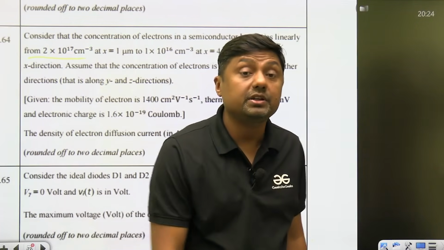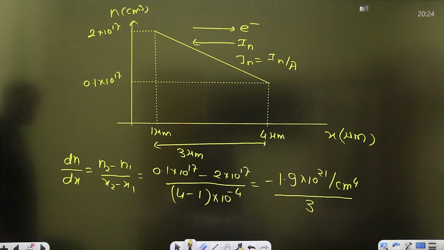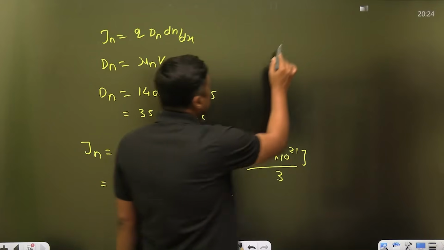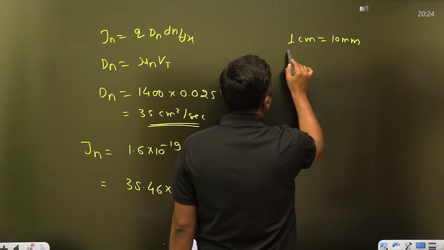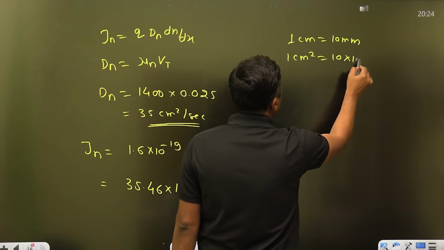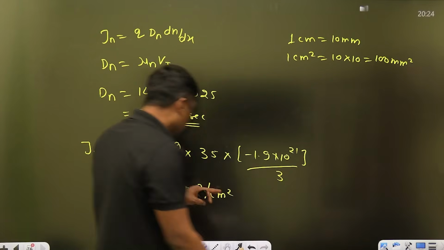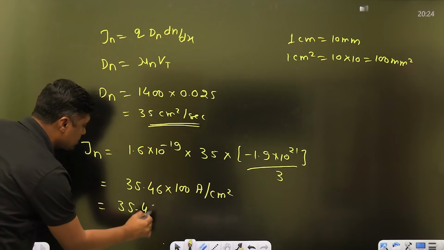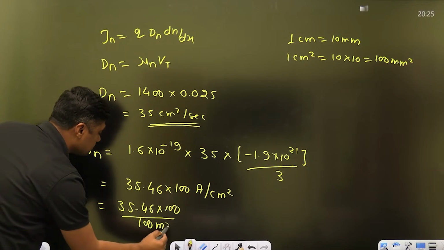It is given in ampere per millimeter square. So what is the ampere per millimeter square? Remember, in 1 centimeter we have 10 mm. So in 1 centimeter square we have 100 mm square. So guys, you can convert centimeter square by dividing by 100. Then it will become 35.46 into 100 upon 100 mm square.